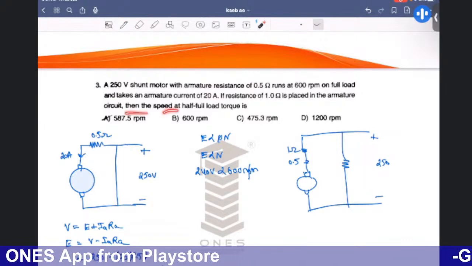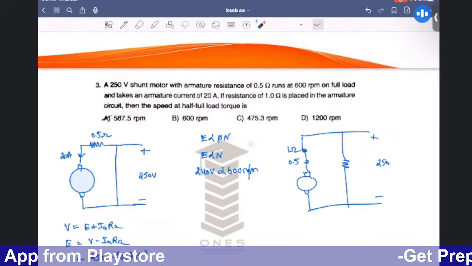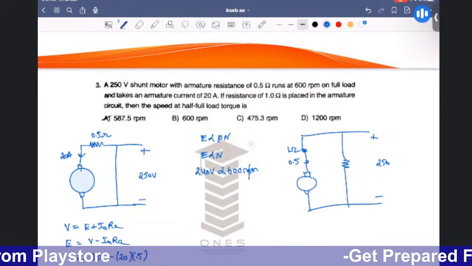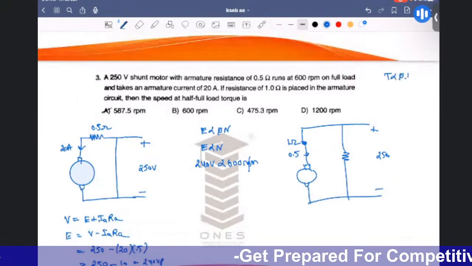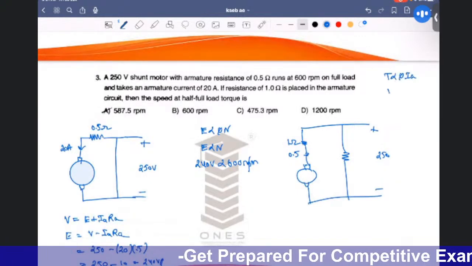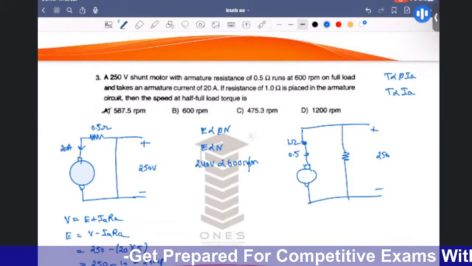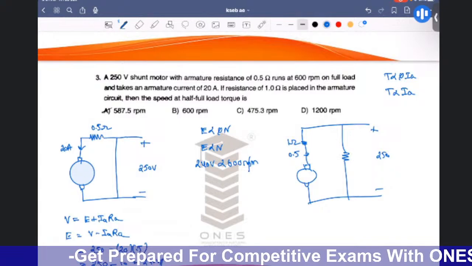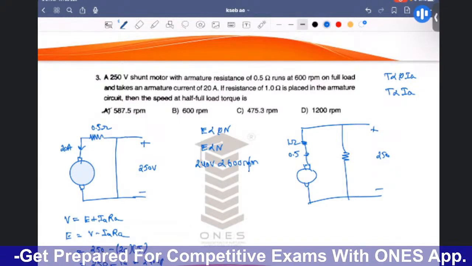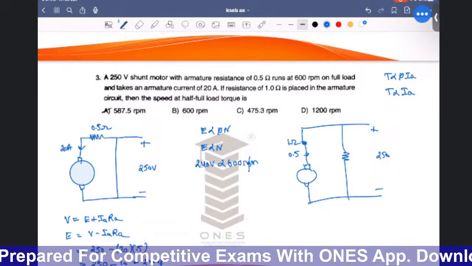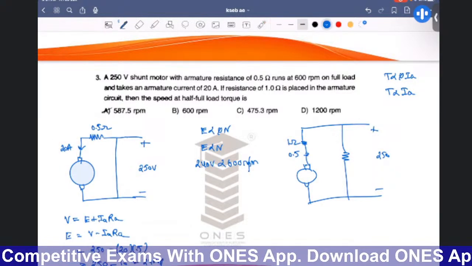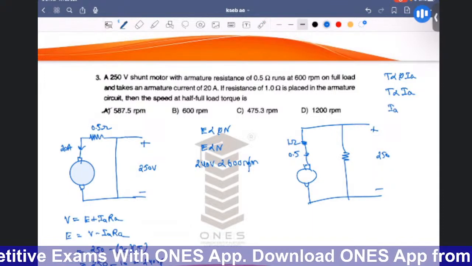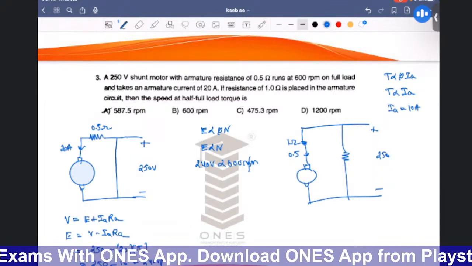Okay, then the speed at half full load torque is, what a torque and the half I, we know what torque is proportional to phi into IA, but phi is constant, that is torque is proportional to IA. അതായത് torque half hour means what? Armature current half hour. So in the previous case armature current 20 ampere ആയിരുന്നെങ്കിൽ ഇപ്പോ IA എന്തായി മാറും? It will be only 10 ampere.